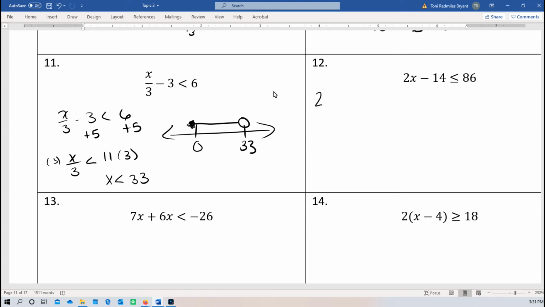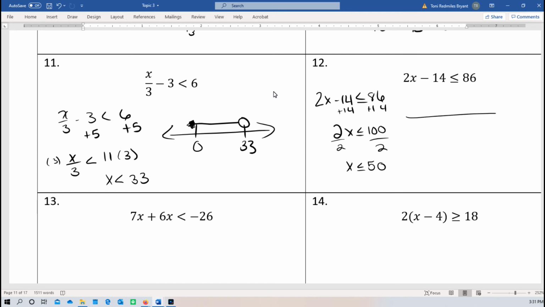All right. 2x minus 14 is less than or equal to 86. First thing I need to do is look at this 14 that's subtracting x and add it on both sides. That's going to give me 2x is less than or equal to 100. All right. And now, because the 2 is multiplying the x, I got to divide it on both sides. And x is less than or equal to 50.